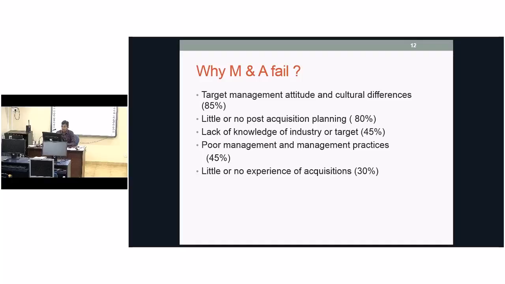differences, no proper planning after the acquisition, no understanding about the industry or the target, and poor management practices. There are many other factors, but these are the main ones believed to be why M&As are failing. But the good thing about knowing this is that when we are going for a merger and acquisition, we know that these are the things that can go wrong. So we have to be extra careful about avoiding such issues in your new arrangement.